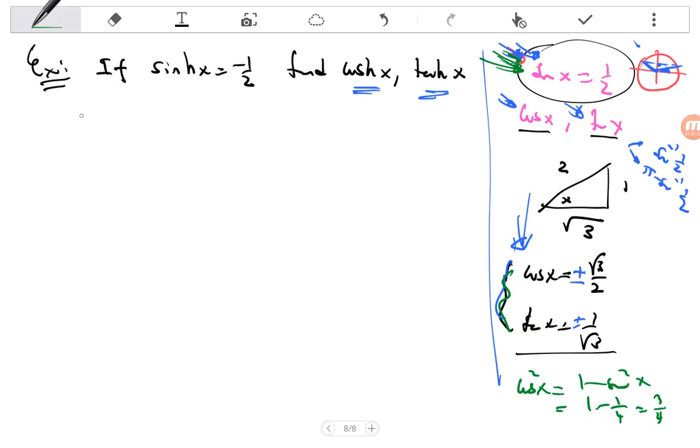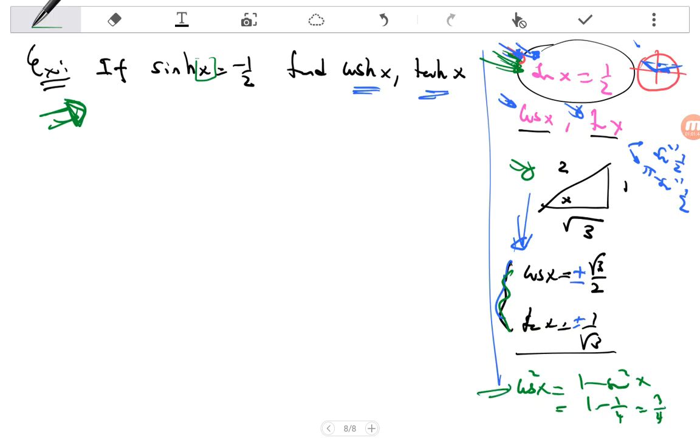What about if I had an expression like this? Now in this case, could I have a triangle? No, because as you have learned, this is not an angle, and I don't have a triangle in this case. So a standard way to find the solution of this problem is to use the rules.